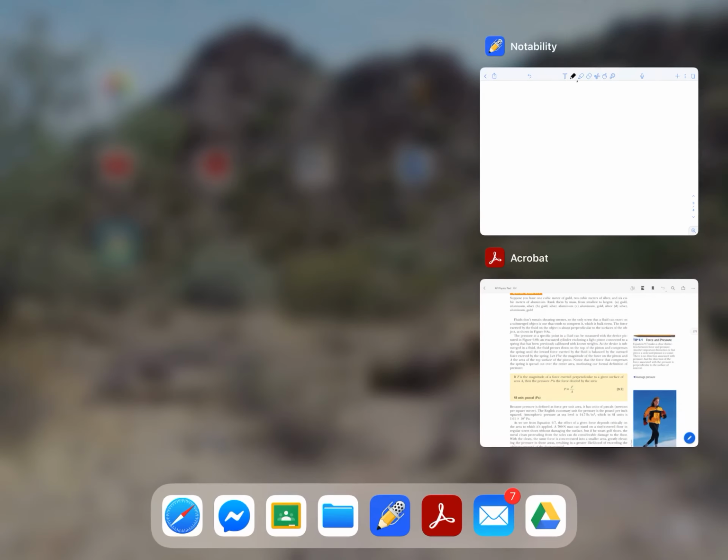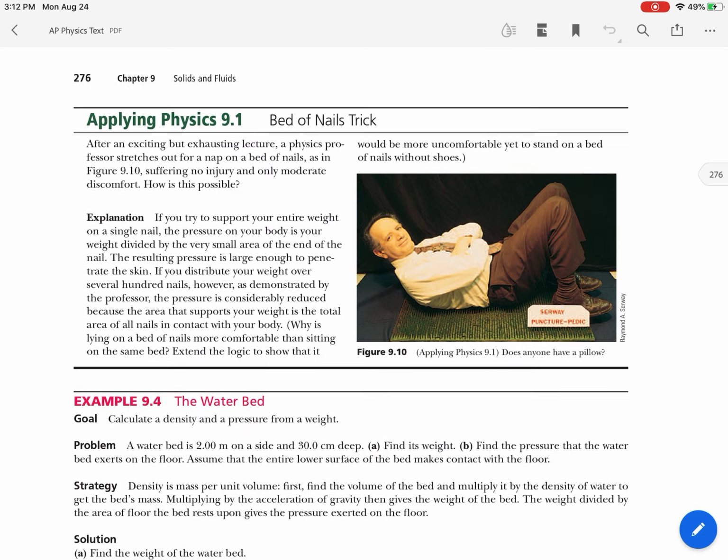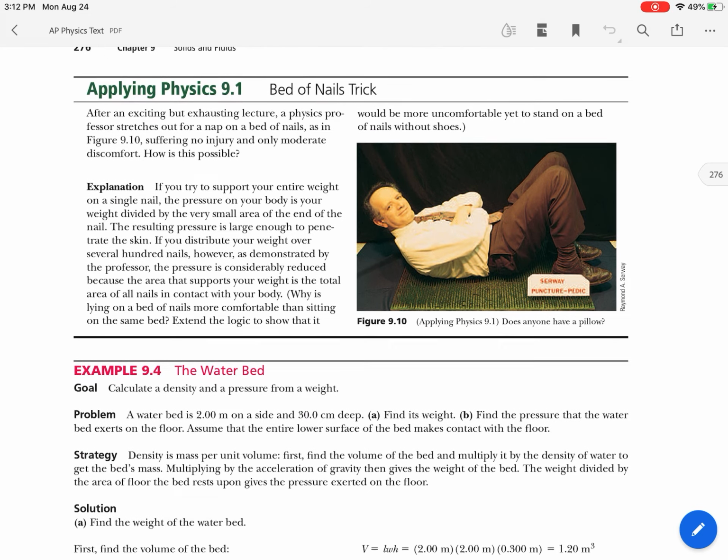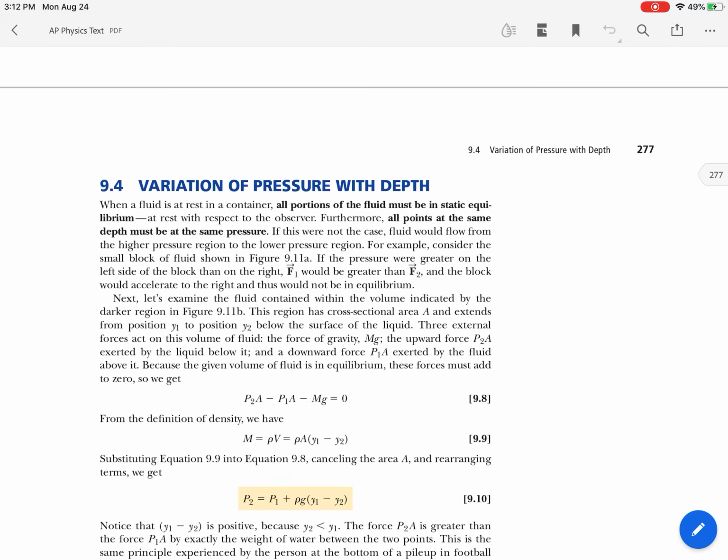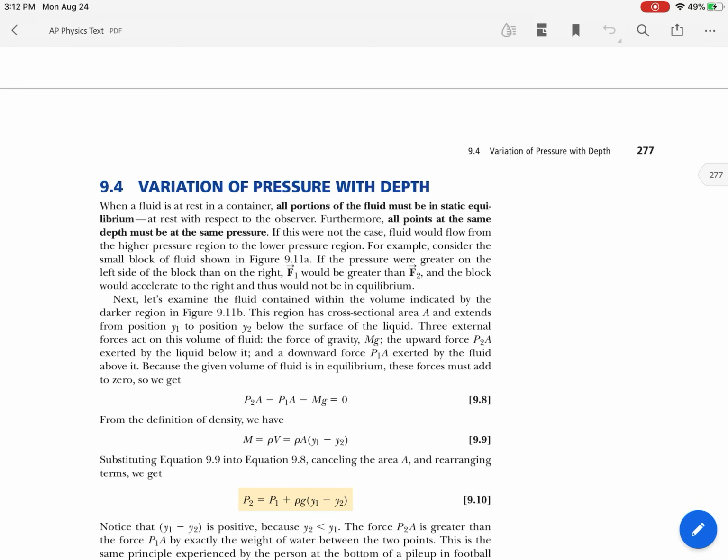So the next thing to talk about is going to be pressure as a function of depth in a fluid. In other words, we want to talk about the variation of pressure with depth, page 277, section 9.4. So, let's imagine we're in a fluid, and remember, a fluid could be a liquid or a gas, so right now you are in a fluid called air. I'm going to use the analogy of going underneath water because that's something that we tend to think about more.